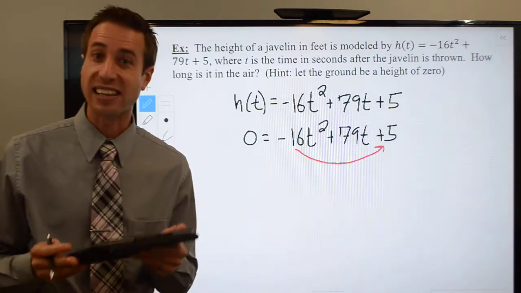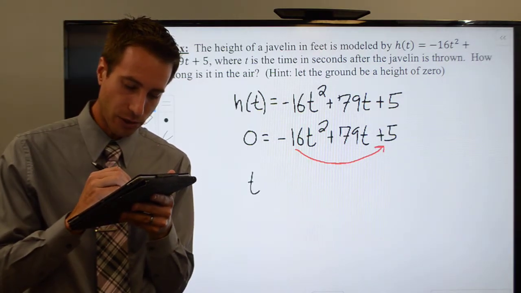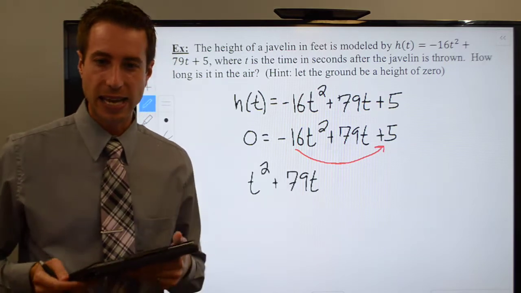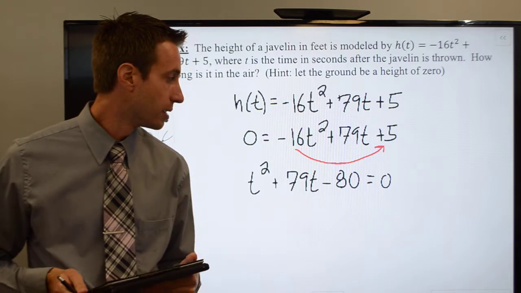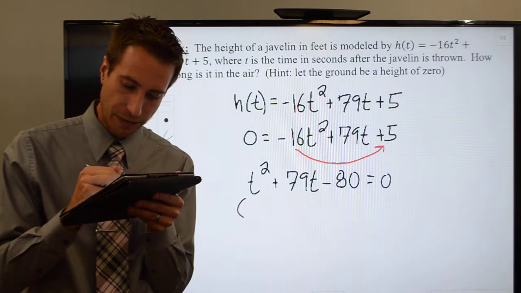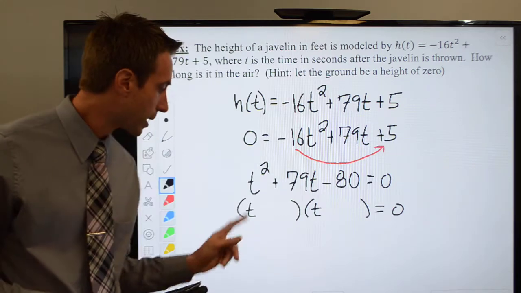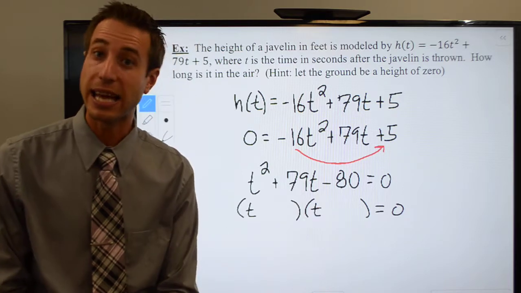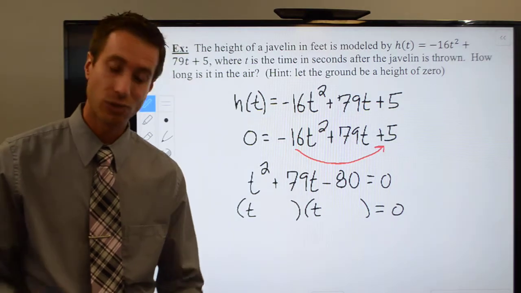Let's go ahead and slide that guy over, and here's what I wind up with. I wind up with t squared plus 79t. 5 times a negative 16 is going to be a minus 80, and that's all going to be equal to 0. Well, now that I have a leading coefficient of 1, pretty easy from here to find those binomials. I need a t and a t, because t times t gets me t squared. Now, I need two numbers that multiply to a negative 80 and sum to a positive 79. And this one actually is really easy.